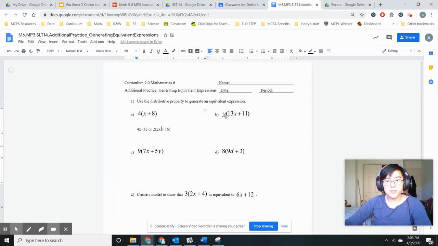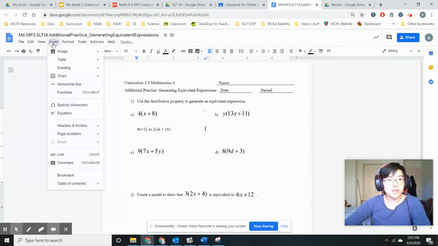Now this one, what is y times these two? So then this one would be, if I go over here on this line, this will be 13. Oh my goodness, stay over there. If you're having these issues, another thing you can do is just insert a text box.